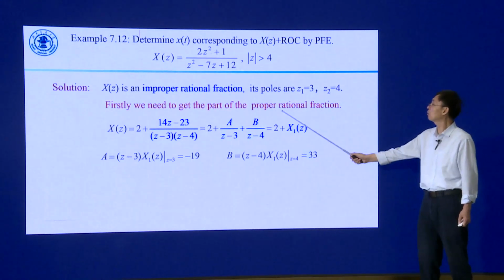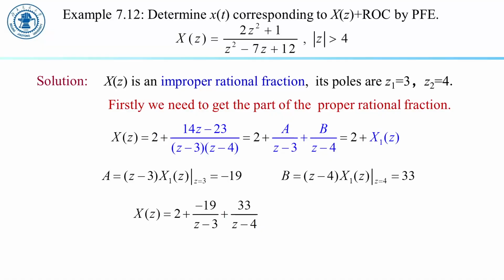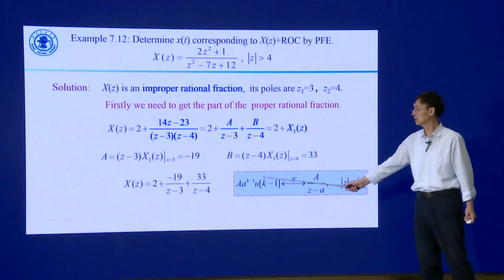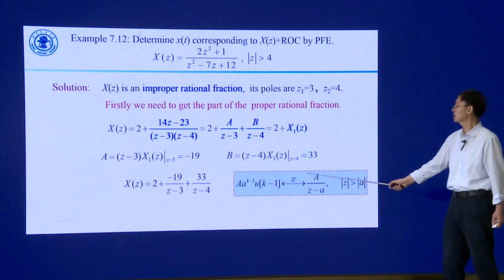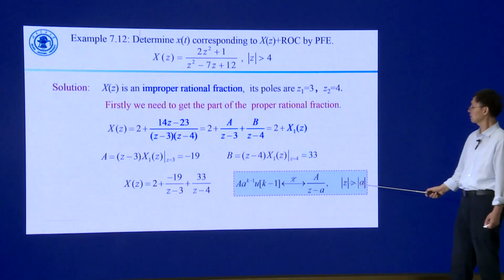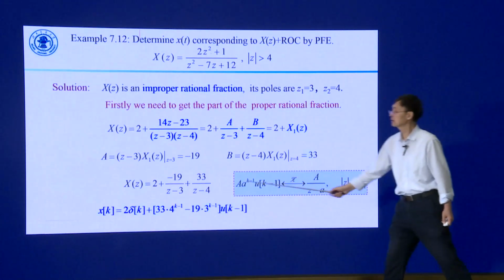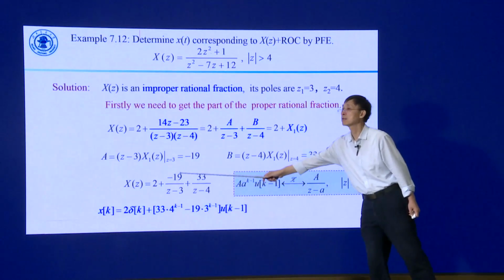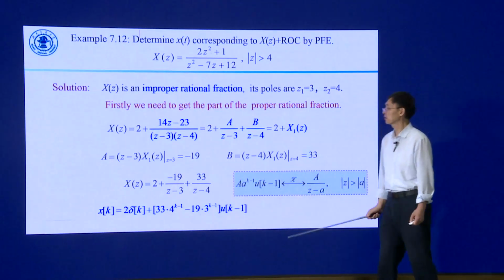It's a proper rational fraction. According to these coefficients, we can get X of z. According to the relation between a signal and its unilateral Z-transform, we can get the signal for this X of z.